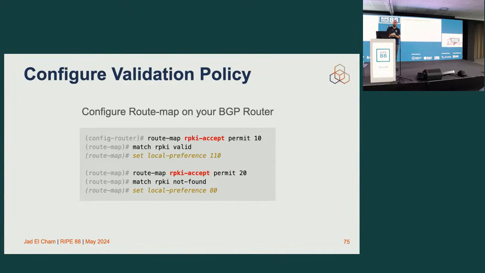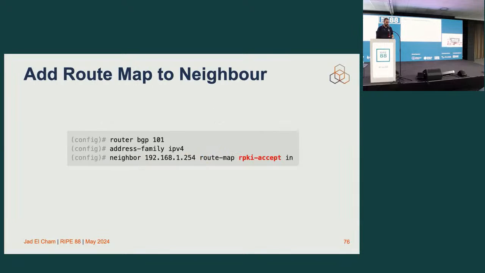Why? Because there's an implicit deny. So if you only specify what you want to accept, you deny everything else. In other terms, the invalids would be dropped. Now, we can add a third policy that says route map RPKI accept, deny 30 or whatever, and then we match it on RPKI status invalid. We can do that. All right, and then we take this route map and we apply it to our neighbor in the inbound direction.